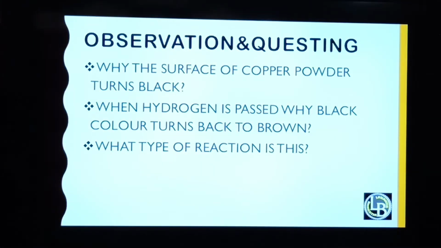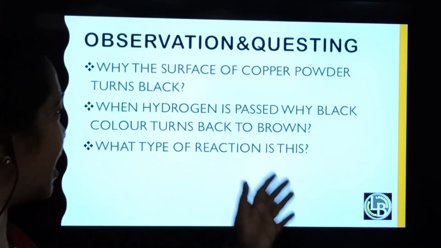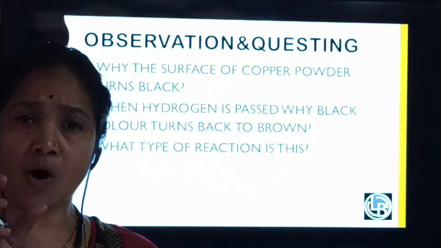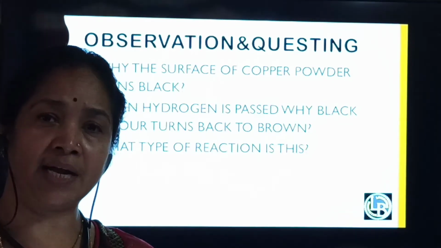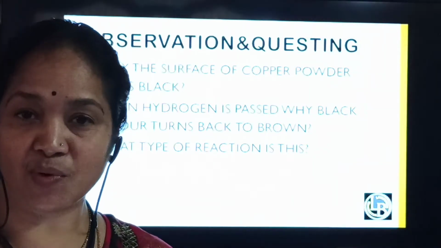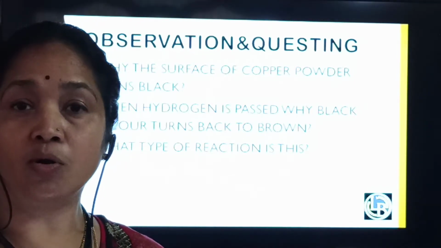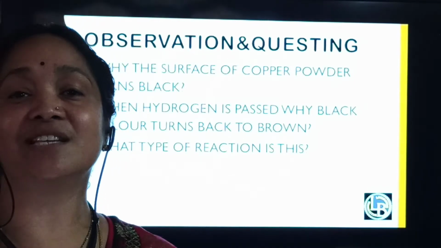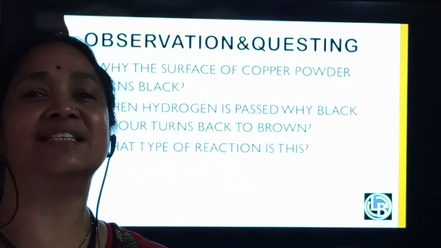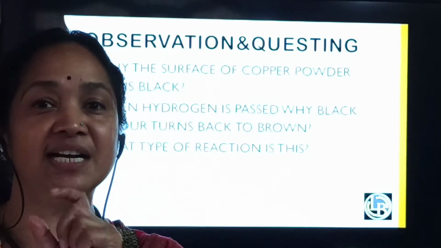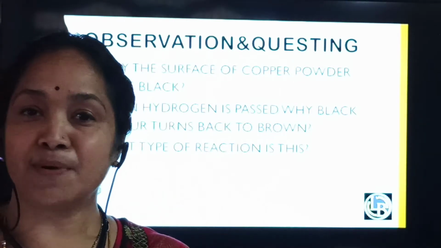When hydrogen is passed, why does the black color turn back into brown? Yes, this is a very good question. The same black copper oxide, when it reacts with hydrogen, the CuO loses oxygen and undergoes reduction. So the copper is brought back. That copper oxide is turned to copper, and copper is brown again.